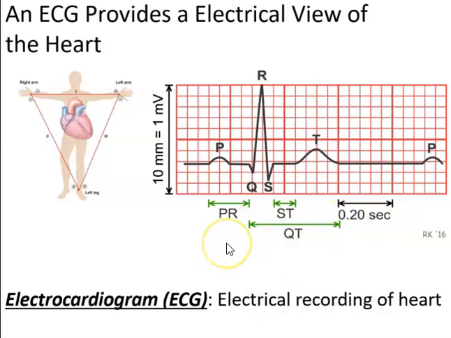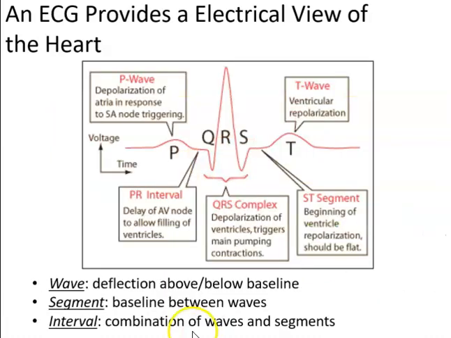But here we can see the different intervals that make up an ECG tracing. I like to say EKG. Just, I don't know, for me it sounds a lot better. But anyways, you can use either. So we have different segments and waves and deflections that represent the different activities of the heart, and we'll get to that in the next slide. So just to define some of these terms, a wave is a deflection above or below baseline. A segment is the baseline between waves, and an interval is the combination of waves and segments.